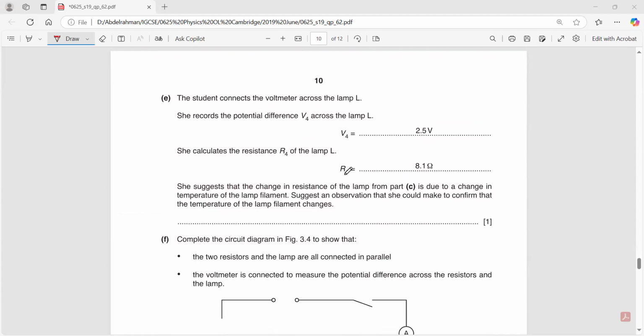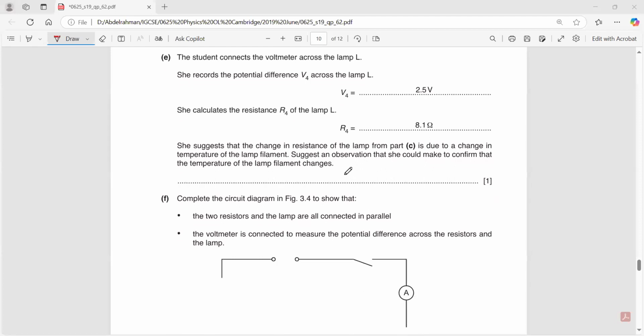Now, she records V3, V4 and R4. She suggests that the change in the resistance for the lamp from part C is due to the change in temperature. Is that right or wrong? Suggest an observation she could make to confirm that the temperature of the lamp changes.